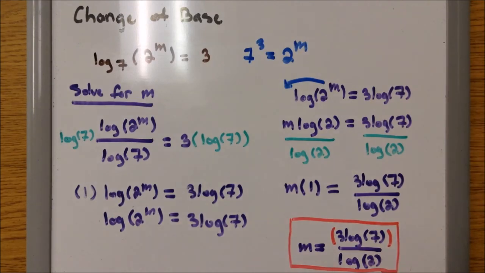So again, when you're typing in calculators, if you have multiple things, like for example, in our numerator, we have 3 times log of 7, it's always best to put another set of parentheses. So parenthesis 3 times log of 7, and then close parenthesis, divided by log of 2. It's always best to group things together when you're typing into the calculator.